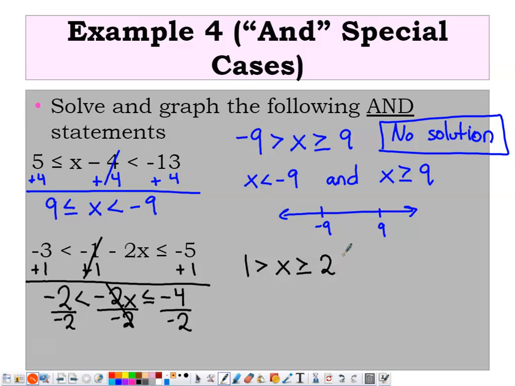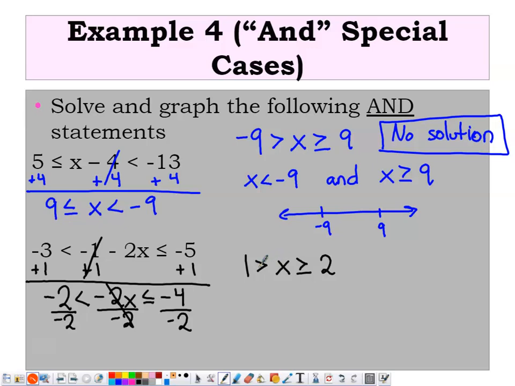At first glance, this looks good, right? Because my numbers are from least to greatest. But check out these inequalities. These are greater than and greater than. Normally for AND statements, it's always going to go from least to greatest, so it's going to be less than, right? So again, we can break this down similar to what we did up here.